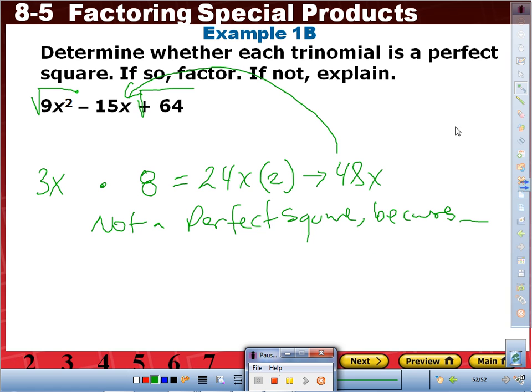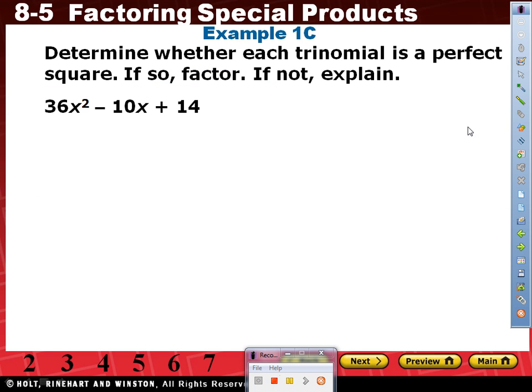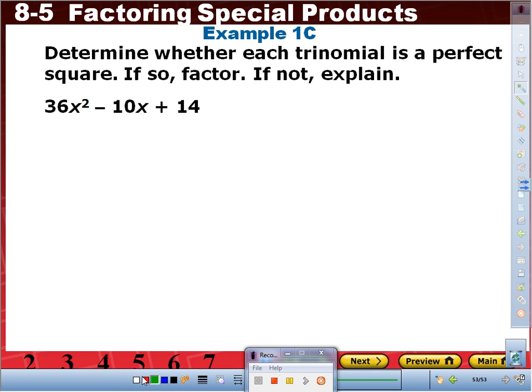Copy this down. Example 1C. 36x squared minus 10x plus 14. Okay, let's do this one together also. Let's see the pattern. Square root of the first: 6x. Square root of the last... oh, that is not a perfect square. So therefore, this is not a perfect square.